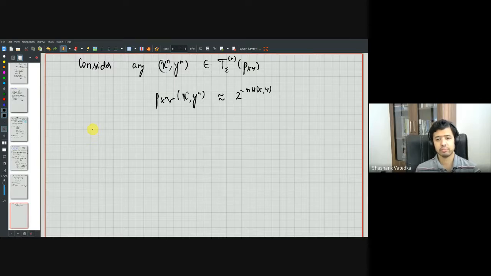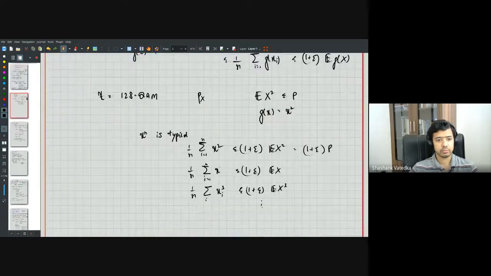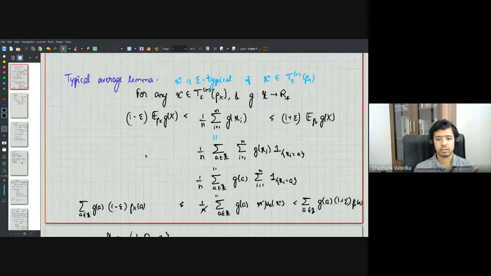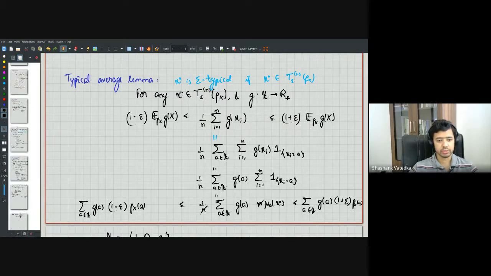So the only result that we know here, in addition to the definition of typicality and maybe the weak law of large numbers or Chernoff bounds, is the typical average lemma. Right. So in the previous class, we saw that for any function g, 1 over n times the summation i going from 1 through n of g(Xi) is very close to the expectation of g(X). Okay, let's see if we can somehow use this.